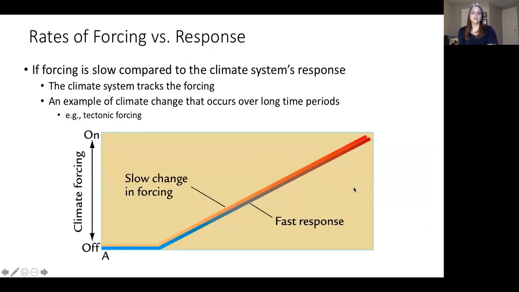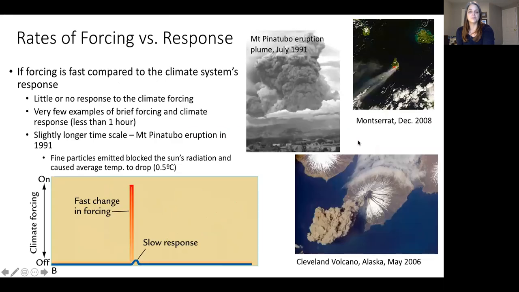There are lots of examples of this kind of variability in Earth's climate. So again, this takes us through a slow change in forcing and a fast response. An example of a slow change in forcing would be tectonic forcing. Those plates are moving around at a relatively slow rate, compared to the speeds at which parts of the climate system respond. All parts of the climate system respond quickly when you think about tectonic forcing. So we're going to see the slow change, and the response is going to match that as it goes along and track it.